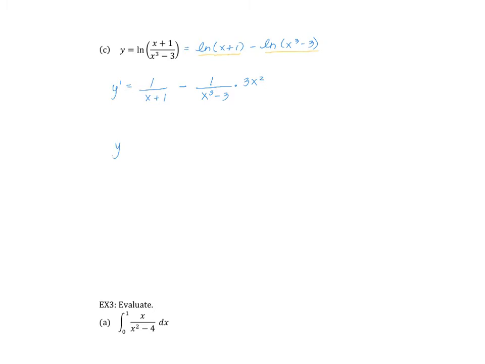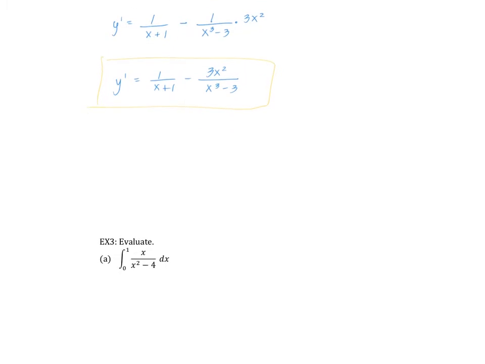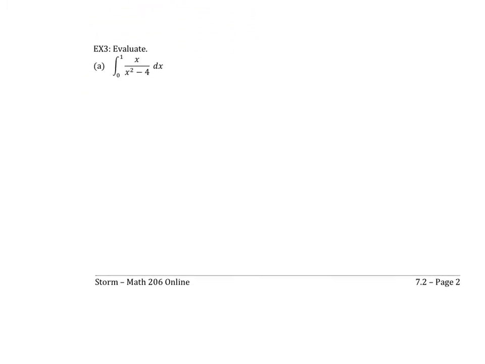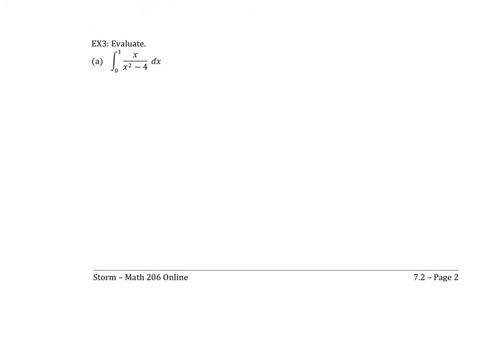I'm going to clean this up to write 1 over x plus 1 minus 3x squared over x cubed minus 3. And here is where you can stop. It's not necessary for you to do that subtraction and bring those two fractions together. Right? So much nicer using log properties first. Okay, let's do some integrals.